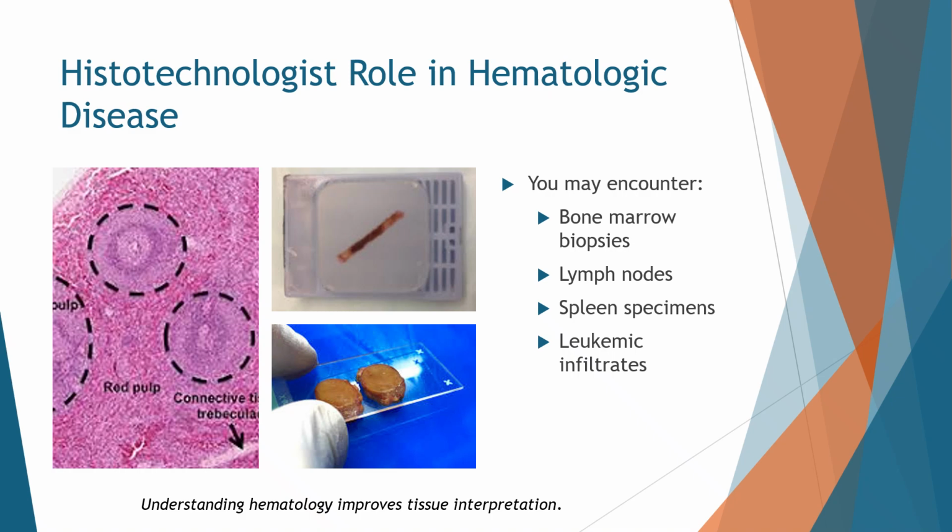So fixation quality, section thickness, staining consistency, and antigen preservation directly affect downstream interpretation, especially immunohistochemistry. If sections are thick, crushed, or poorly processed, subtle infiltrants can be missed or misinterpreted. So understanding hematopoiesis and cell maturation helps you recognize why certain cells appear where they shouldn't. You're not just cutting tissue, you're preserving diagnostic information. And honestly, pathologists absolutely notice when slides are prepared by someone who understands disease biology versus someone just following the steps.